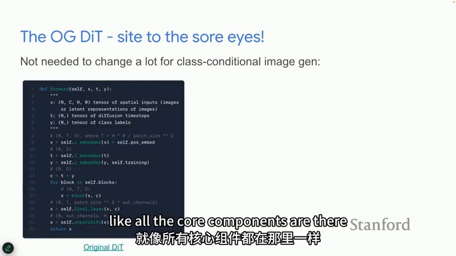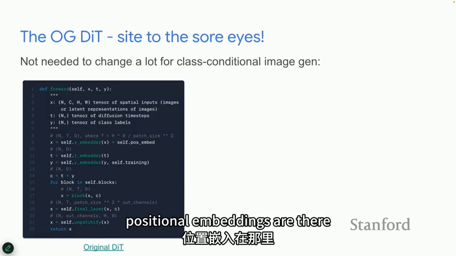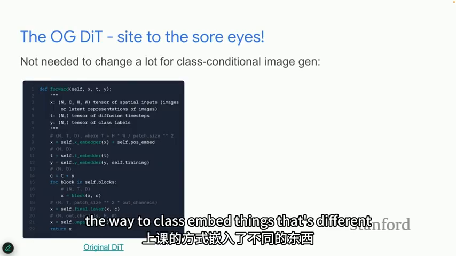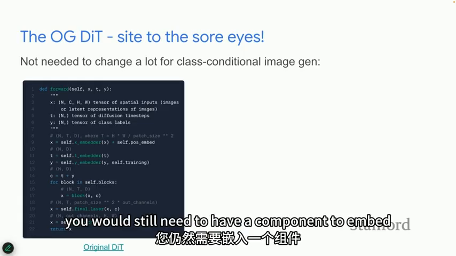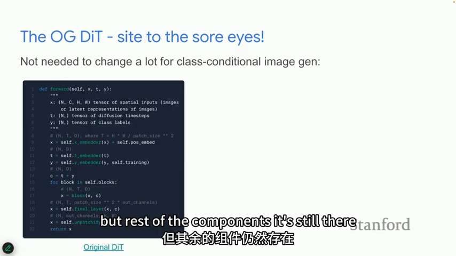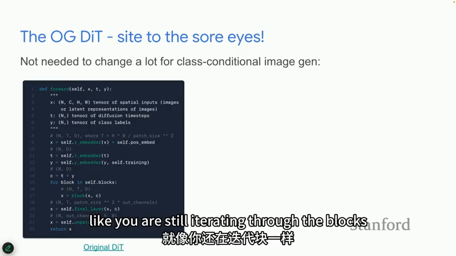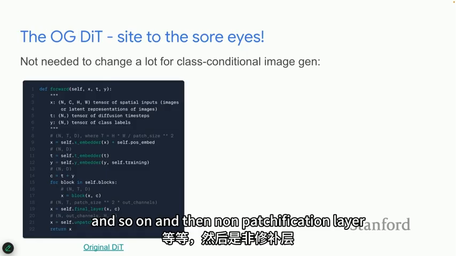Like, all the core components are there. The patchification is there. The positional embeddings are there. Of course, the way to class embed things, that's different. The Y embedder bit, you would still need to have a component to embed your time steps. That's different. But the rest of the components, it's still there. Like, you are still iterating through the blocks. You have your final layer to finally decode your outputs and so on, and then the unpatchification layer.